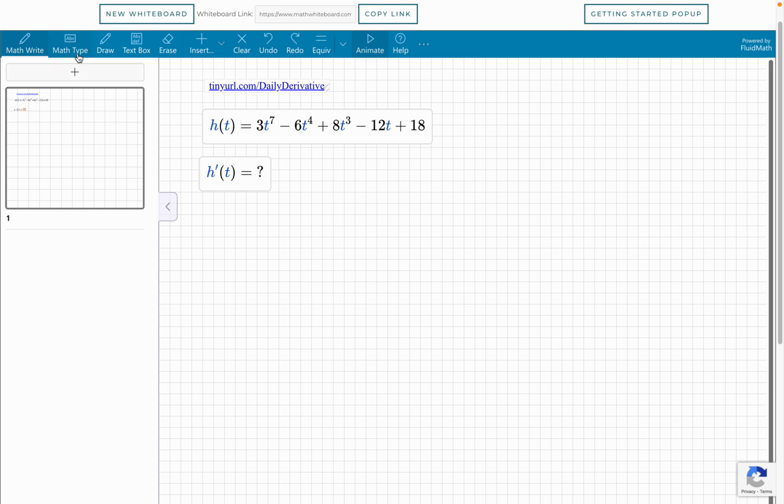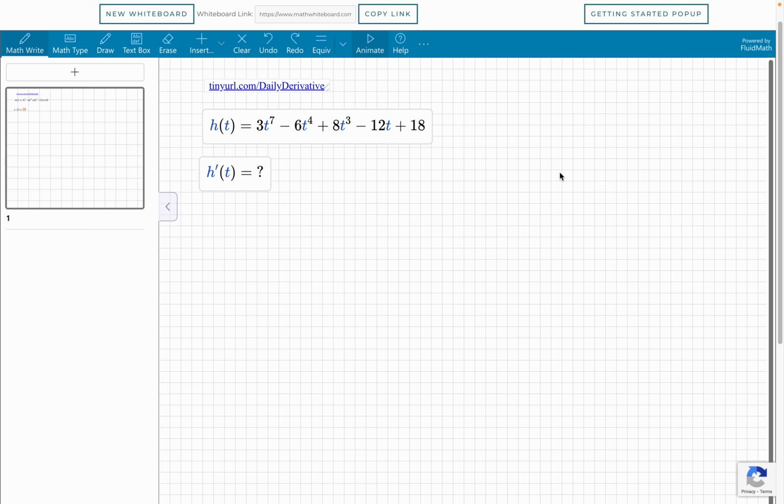This is our first daily derivative. We have h of t equals 3t to the power of 7 minus 6t to the power of 4 plus 8t cubed minus 12t plus 18. Let's find the derivative of that.